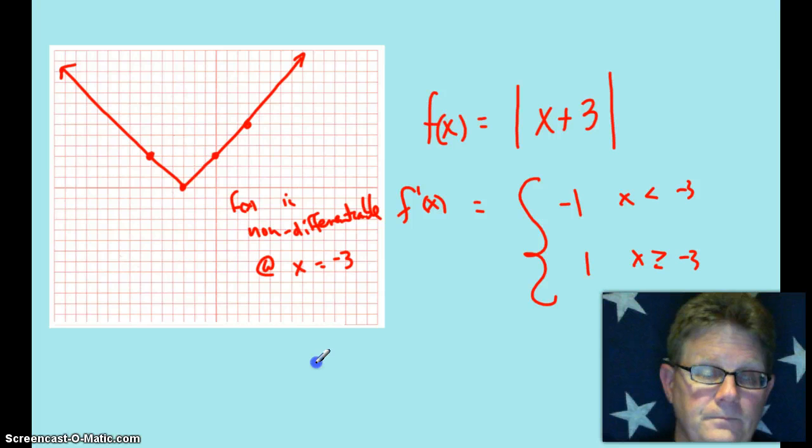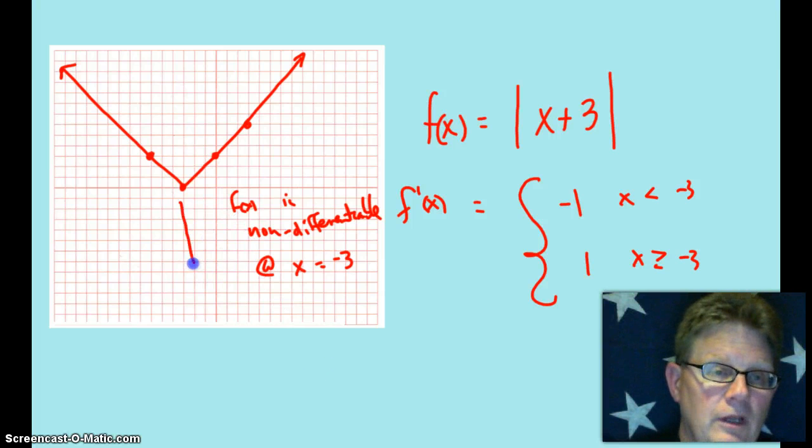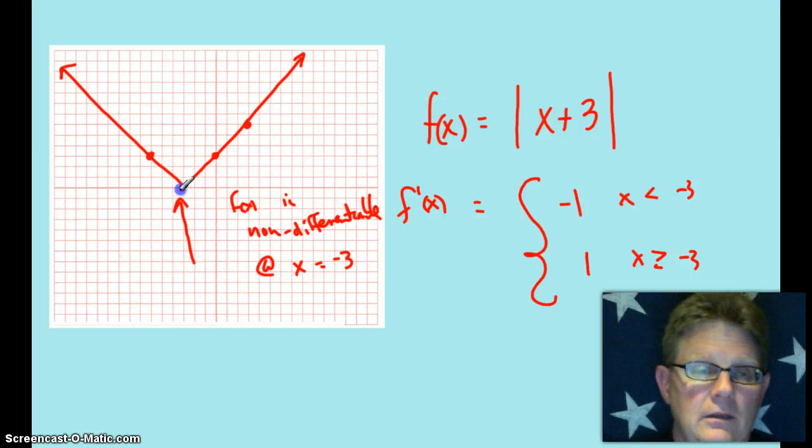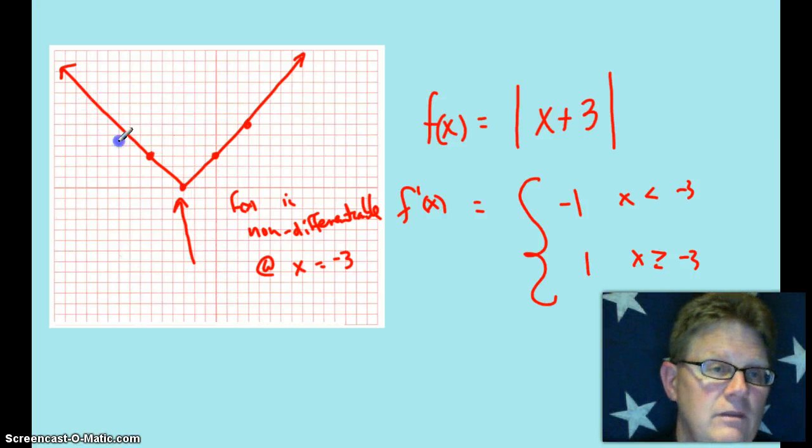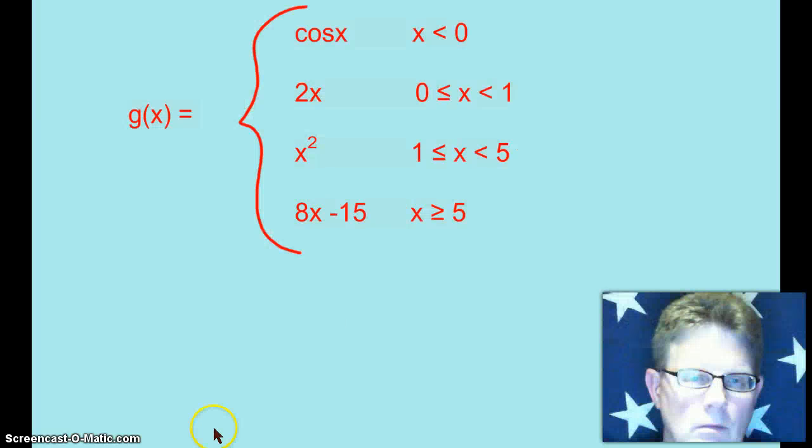So this is called a cusp here, a nice pointy end, a point that the graph of f of x has. At these pointy spots, it's called a cusp. The function will be non-differentiable at that point. Alright, let's move on, please.